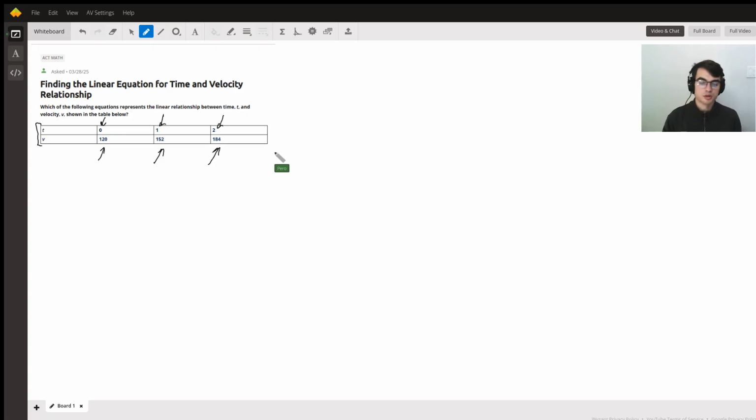So I want to show you the fastest way to solve this, which is also the easiest way, and then also the most rigorous way to solve this.